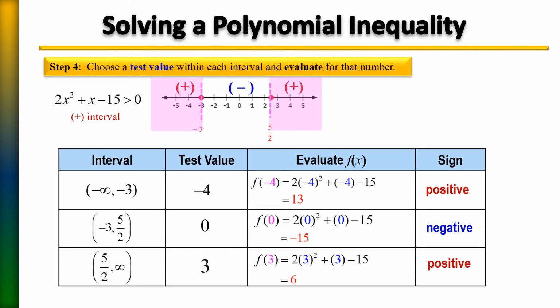So that would of course be the two outer regions: from negative infinity to negative 3, and then 5/2 to positive infinity. Those are your positive regions, and that is the solution to this polynomial inequality.